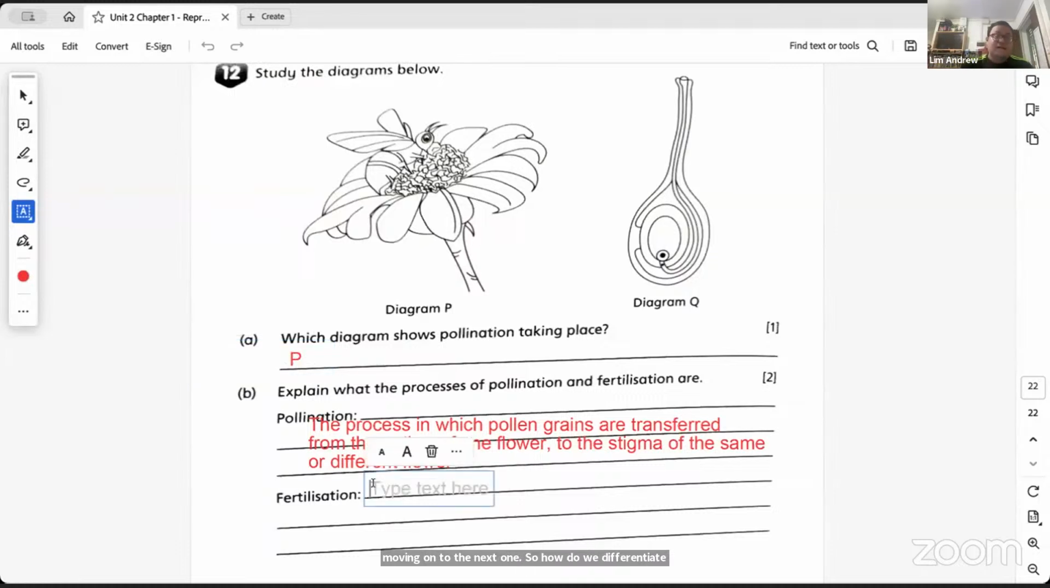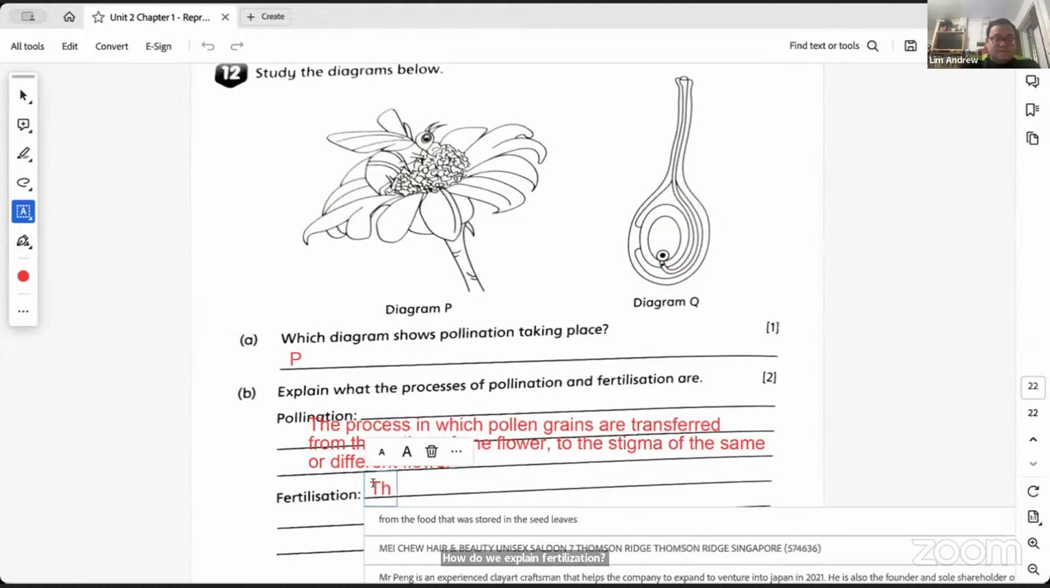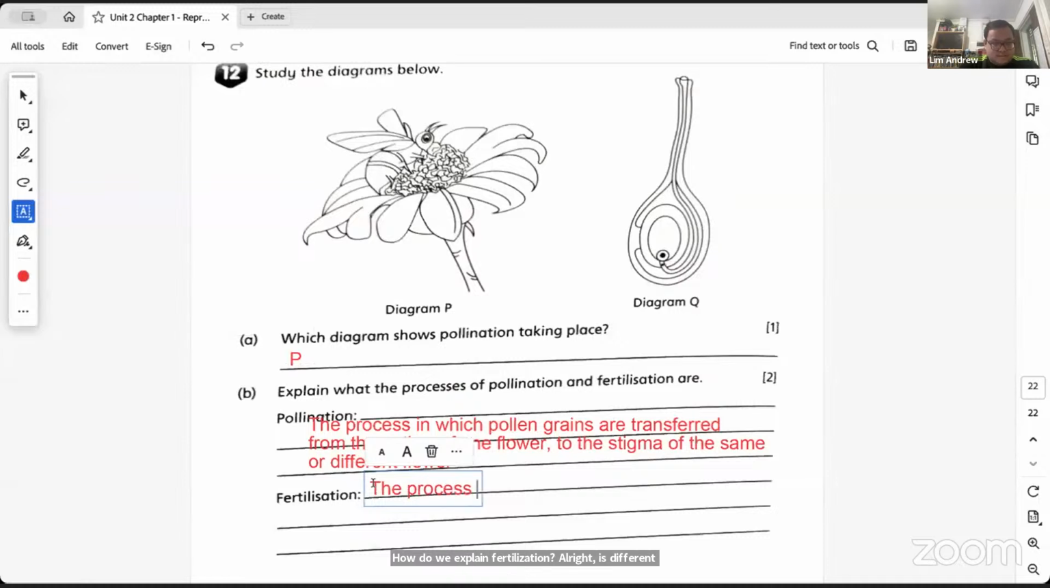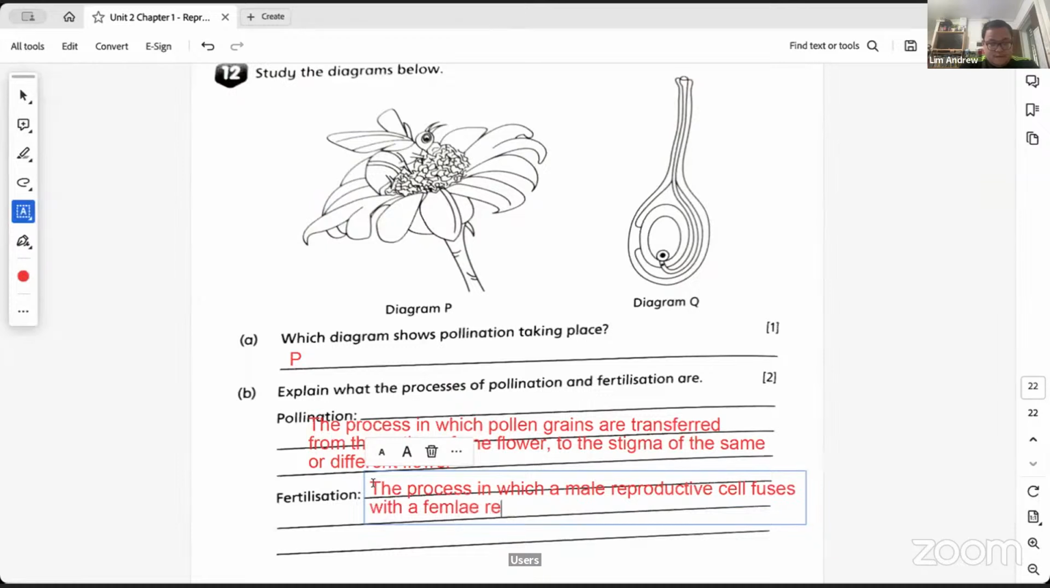All right. Fertilization is different from pollination. Fertilization is the process in which a male reproductive cell fuses with a female reproductive cell. This is how fertilization takes place.